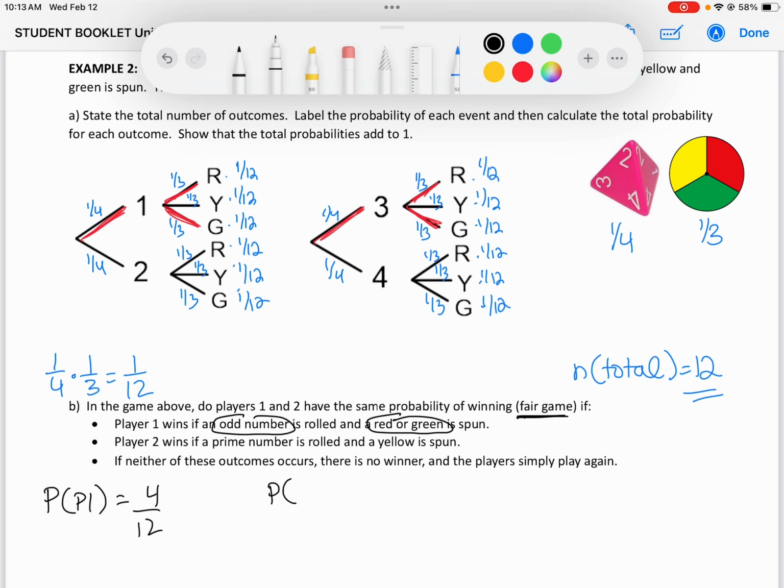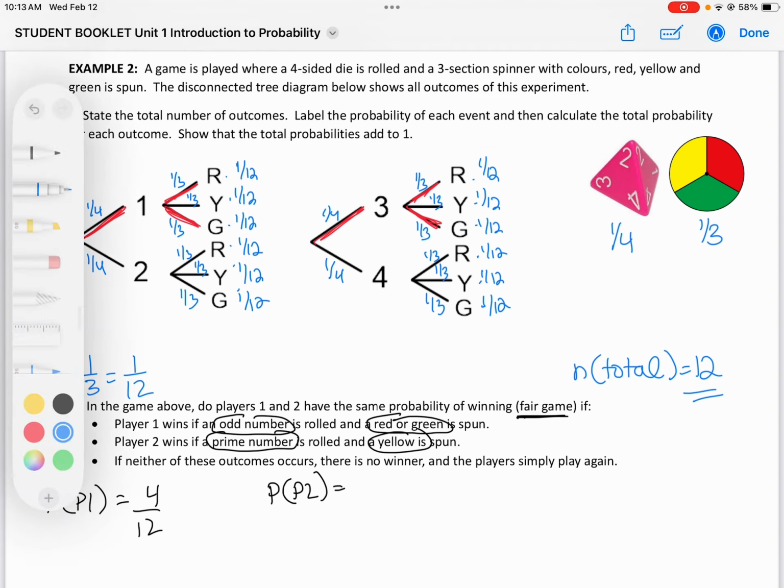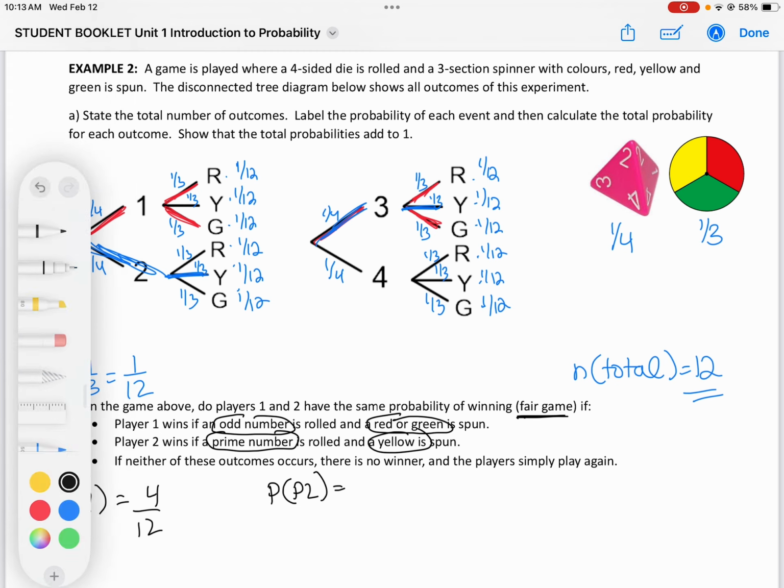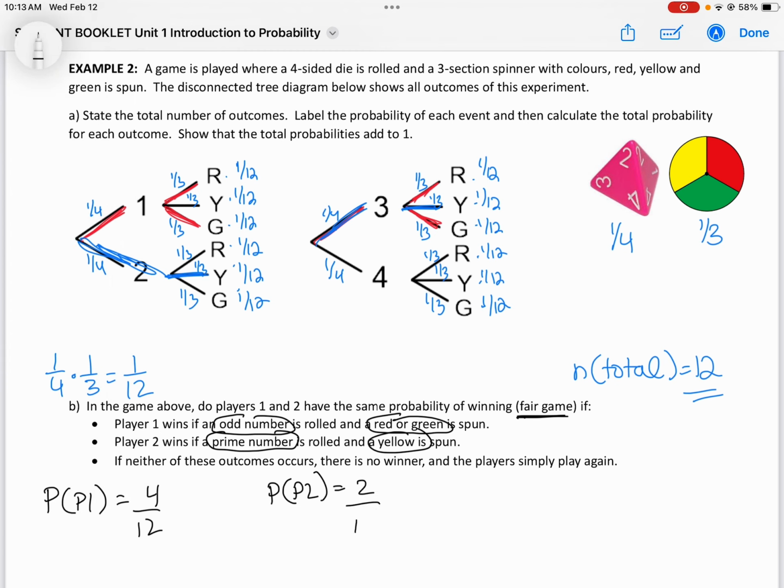Now the probability that player 2 wins is if a prime number is rolled and a yellow is spun. So 1 is not a prime number, 2 is. So 2 and yellow, so that's one situation. And then 3 in yellow is another situation, and that's it. So I get 2 options or 2 outcomes out of 12.